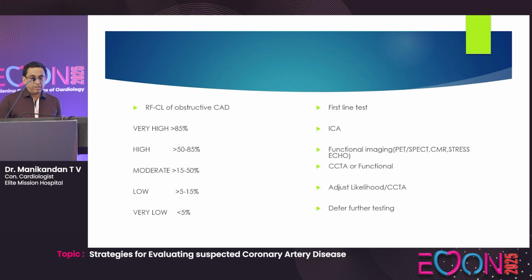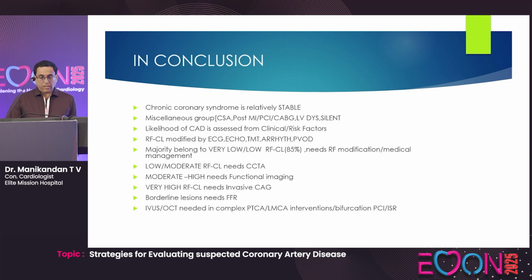In conclusion, chronic coronary syndrome is a relatively stable patient group, a miscellaneous group. Likelihood of CAD is assessed by clinical and risk factors, and this can be modified by ECG, echo, TMT, and arrhythmia or PVOD. The majority belong to the very low or low risk group, 85%, and need risk factor modification and medical management only. And low to moderate needs CT coronary angiogram.